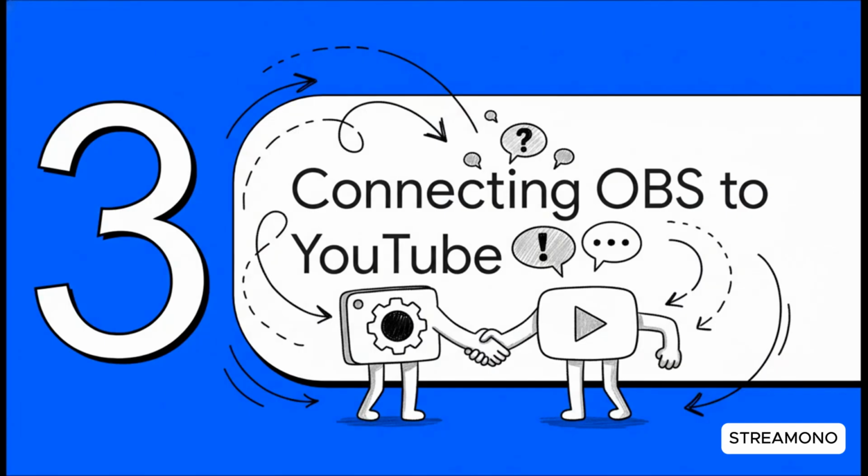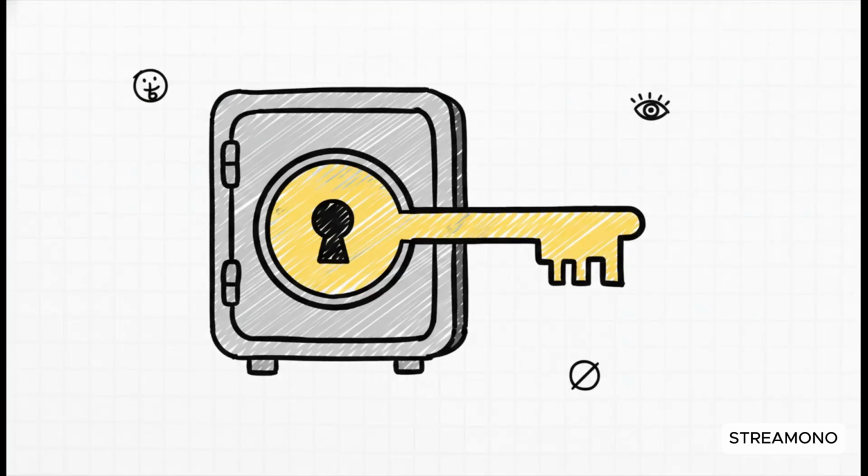Okay, now for what is probably the most important step of all: making OBS and YouTube actually talk to each other. Think of it like a crucial handshake, introducing them so they can work together. This connection is made with something called a stream key. And listen, this is so important. You have to treat this key like it's the password to your entire channel. If anyone else gets it, they can stream directly to your audience. So for real, keep it secret, keep it safe.